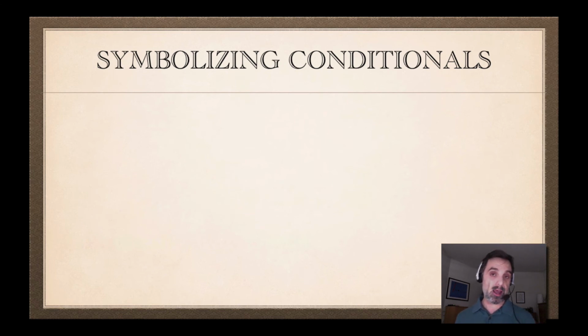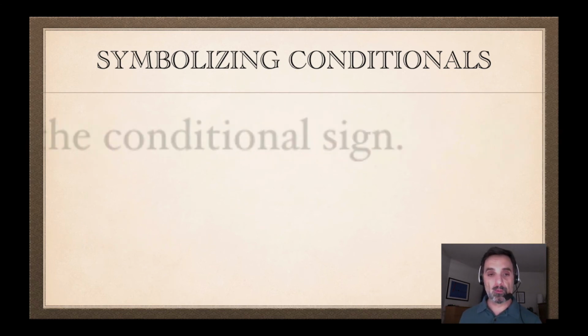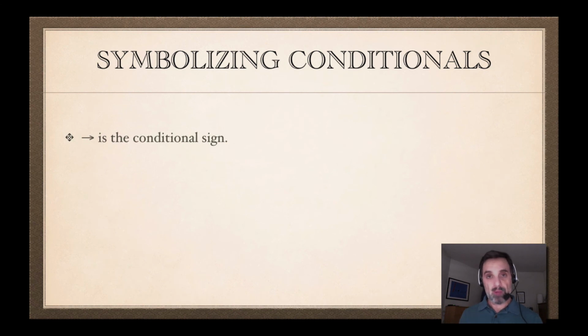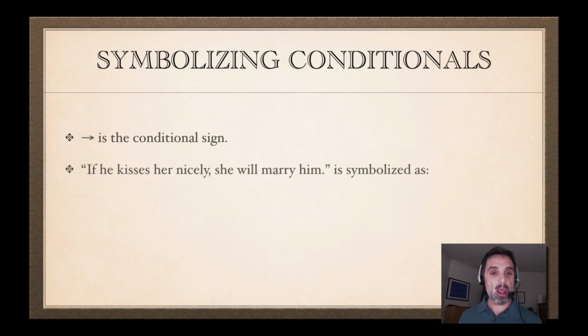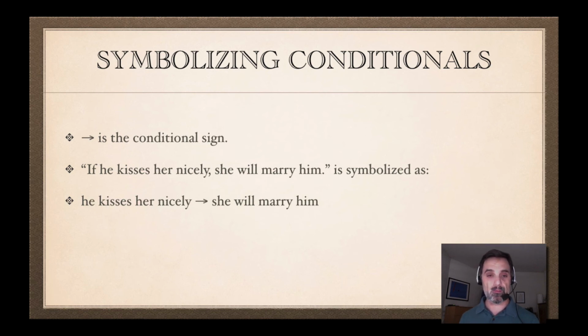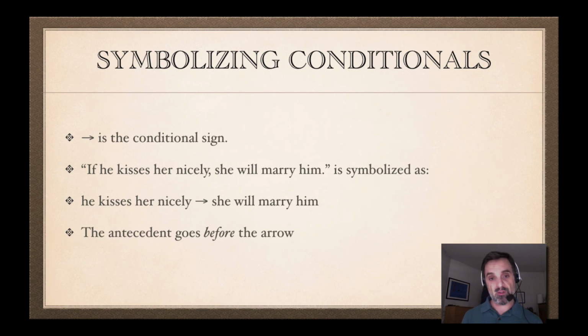Well, we'll start with learning how to symbolize conditionals. So the arrow will be our sign for a conditional sentence. If a sentence is built with an arrow, it's a conditional sentence. It's the equivalent of an if-then sentence. And so we have the sentence, if he kisses her nicely, she'll marry him, and we want to translate that into a sentence of this new language that we're just creating. Well, it would look like this: he kisses her nicely, arrow, she will marry him. So the antecedent goes before the arrow, and the consequent goes after the arrow.